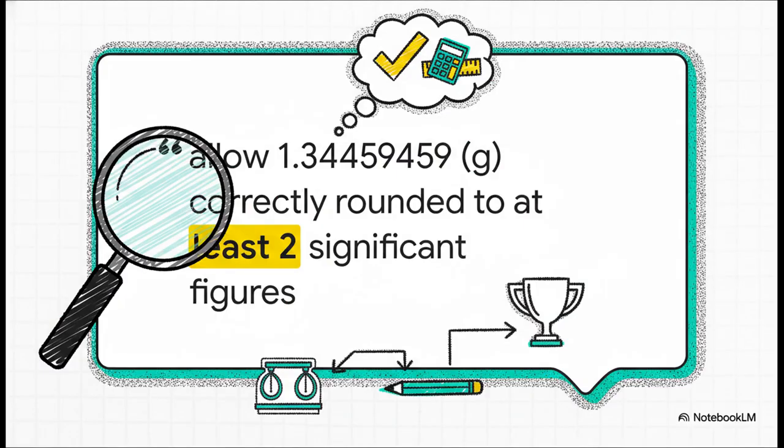But hold on, this is where we get the inside scoop. The mark scheme says, and I'm quoting directly here, they'll allow 1.34459459 grams correctly rounded to at least 2 significant figures. This is a huge tip, guys. Precision matters. A simple rounding error could cost you marks, so pay attention to the details.